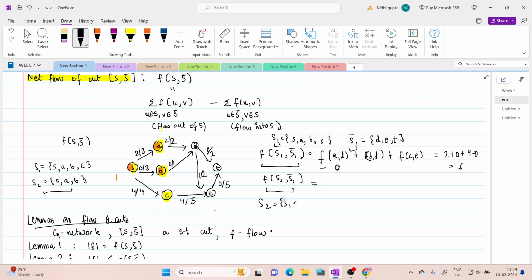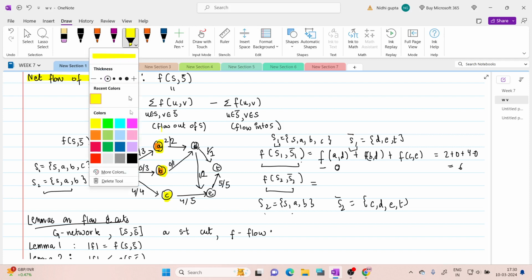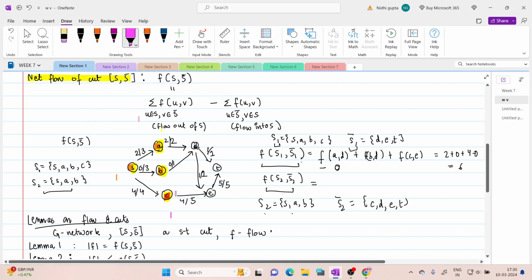S2 is SAB, so what is S2 bar? We are looking at the complement, so all the vertices other than SAB, which are C, D, E, T. The net flow is flow out of S minus flow into S. So flow out of S2 is all those edges going from S2 to S2 bar. What all edges are those? Now S2 is the orange vertices, and S2 bar is this pink.